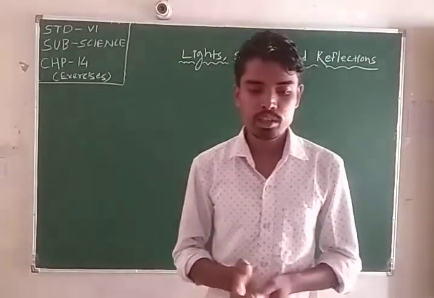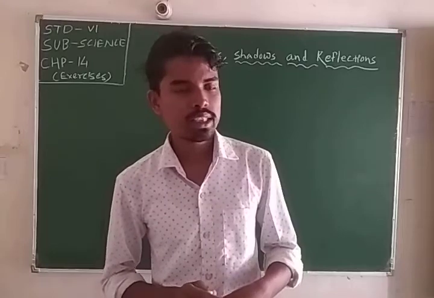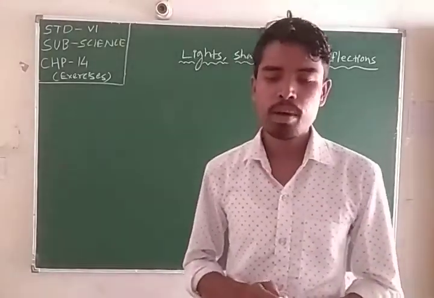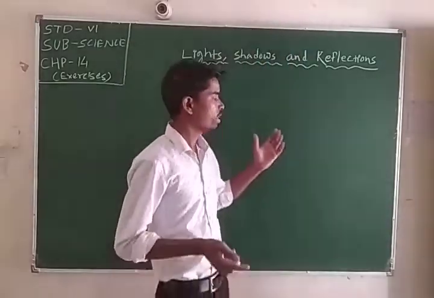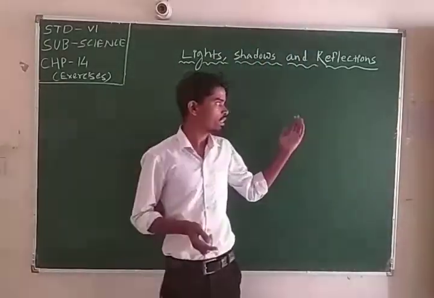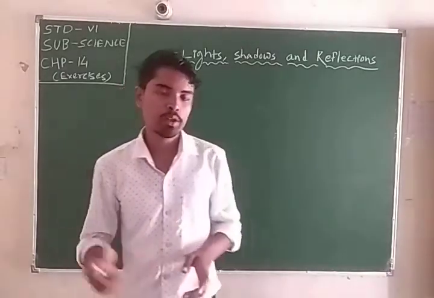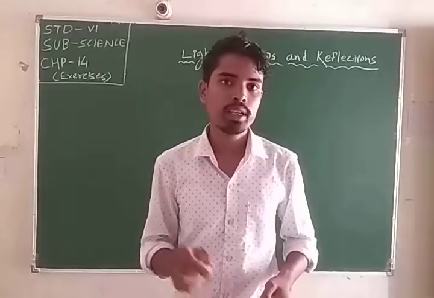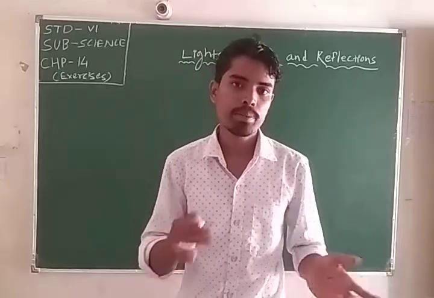Next, reflection. Reflection is a phenomenon in which light bounces off an object, in a particular direction. I already told you about the angles that form: the normal, the angle of incidence and the angle of reflection.